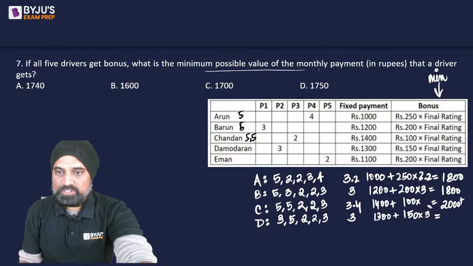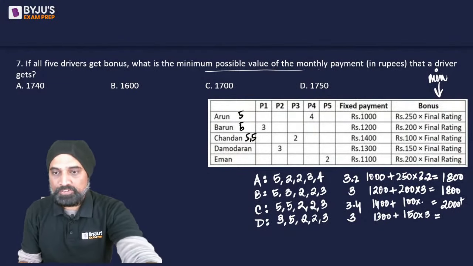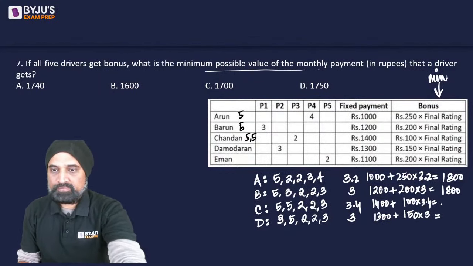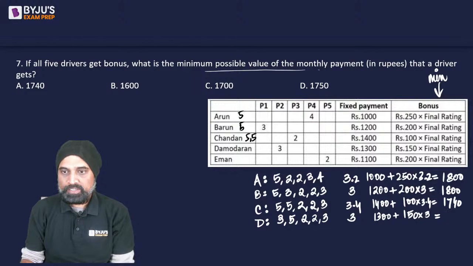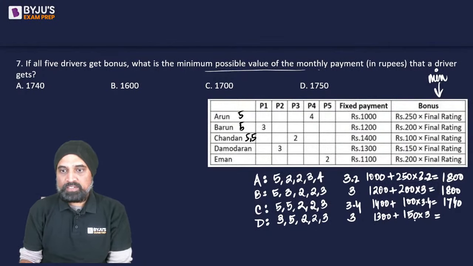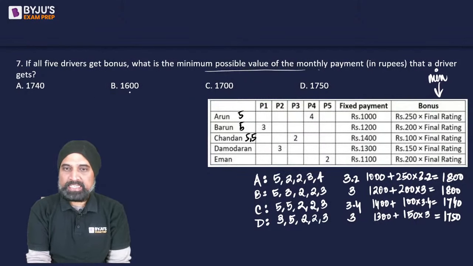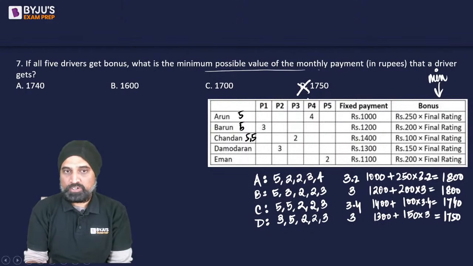Hold on. This is not 7.4. No, this is 3.4. So 340 plus 1400, 1740. Okay, next one is 450 plus 1300. This is 1750. Okay, we have an option which says 1600. So we should actually check that. We know that 1750 so far is not the answer.